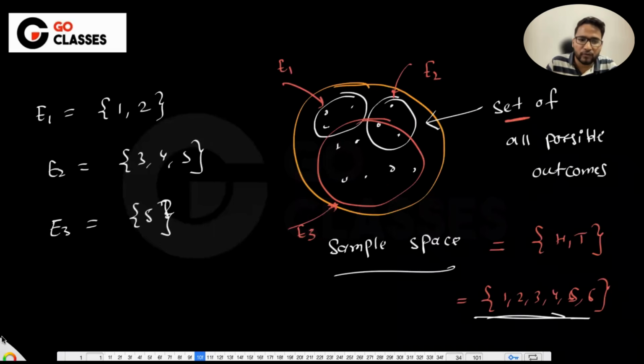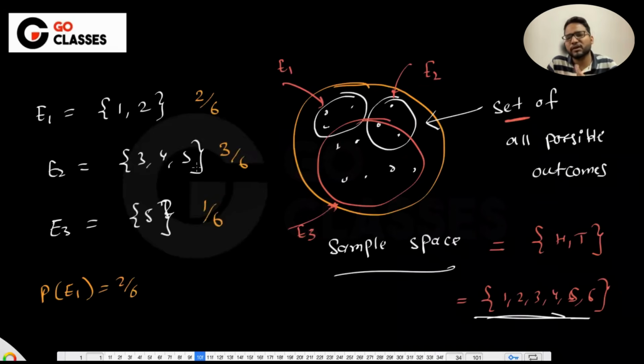If you know a little bit of probability, then you can say the probability of this event is 2/6, because either 1 occurs or 2 occurs. What is the probability of this? 3/6. What is the probability of this? 1/6. Like that, there could be different probabilities of the events. Equal, unequal, that's okay. But an event is some subset of the sample space.